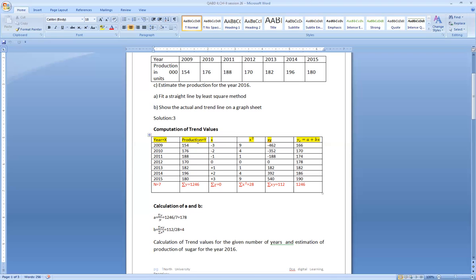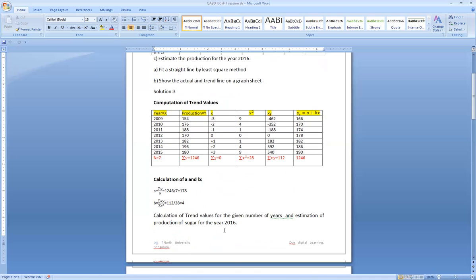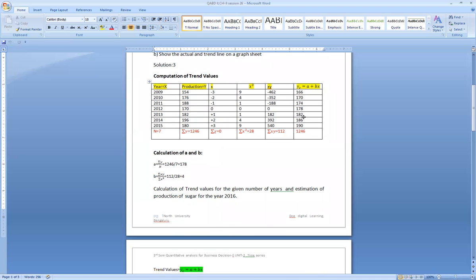Now we multiply the deviation x with the actual values of y. 154 into minus 3, plus into minus is minus, 154 into 3 is 462. 176 into minus 2 is minus 352. 188 into minus 1 is minus 188. Then 0 into 170 is 0. 182 into 1 is 182. 196 into 2 is 392. 180 into 3 is 540. Total value of sigma xy is 112. The last column no need to calculate for now; after calculating, these are the trend values. After calculation, we will mark all the values in the table.